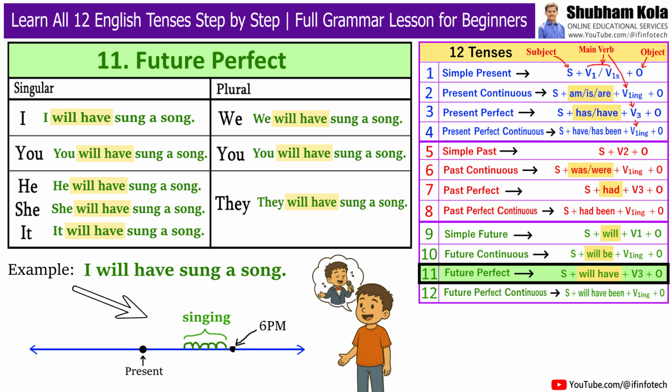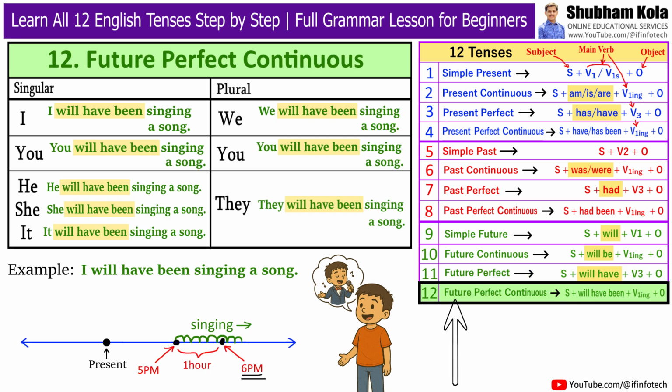Now we'll take one timeline example. See, you start singing at 5:30 pm, you finish at 5:50 pm, and by 6 pm the action is complete. So you say, I will have sung a song before 6 pm. This helps others understand that the action will be over before that time.